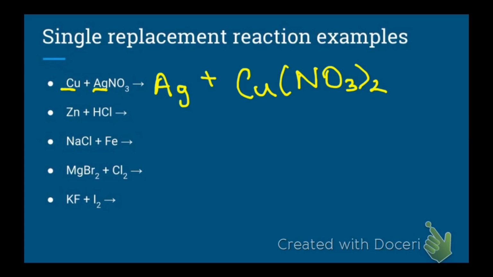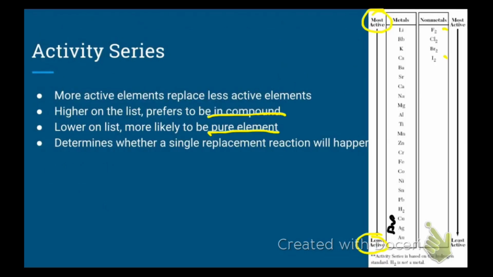Alright, zinc and hydrochloric acid. Let's go back to our list again. Do a little erasing. Okay, so this time around, our single element is zinc. Hydrogen is part of our compound. And you'll notice the note at the bottom, activity series is based on hydrogen standard. We understand that hydrogen is not a metal, but it's a good reference point for a lot of things. So, our pure element is higher on the list. It wants to be in the compound, so whatever's higher on the list replaces what's lower on the list.